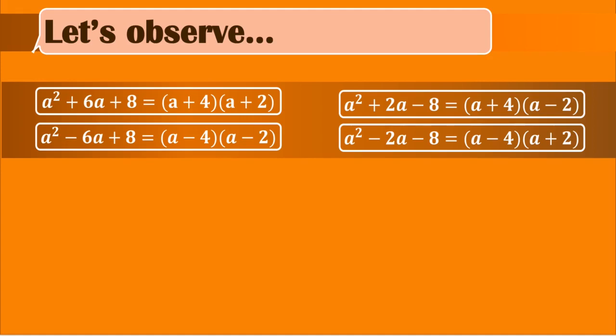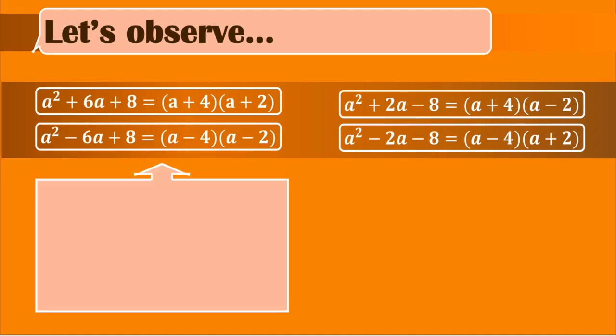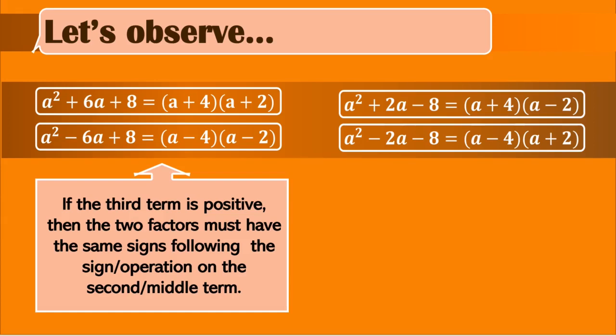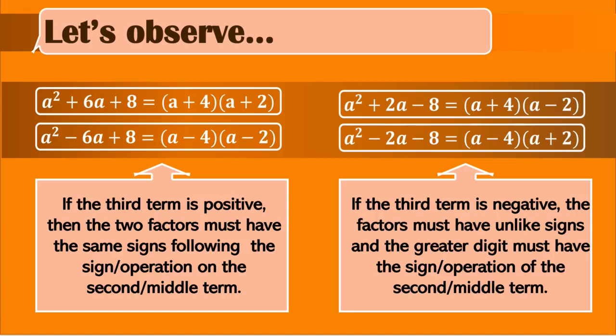Now, on the left side, on the given general trinomial, the third terms are both positive. So what does it tell you? It tells you that if the term is positive, then the two factors must have the same signs following the sign or operation on the second or middle term. How about on the right side? Notice that the third terms of the general trinomials are both negative or minus. So it tells that if the third term is negative, the factors must have unlike signs, and the greater digit must have the sign or operation of the second or middle term.